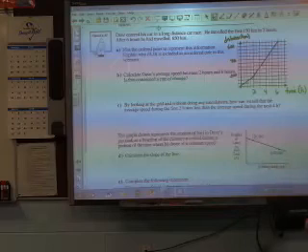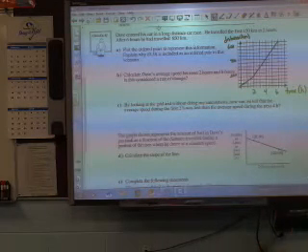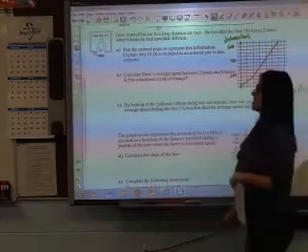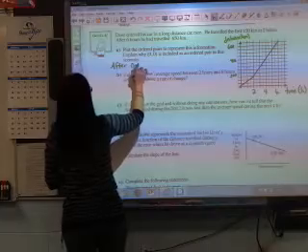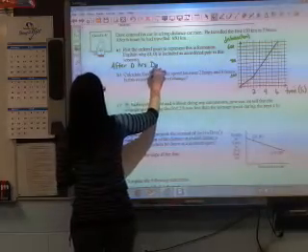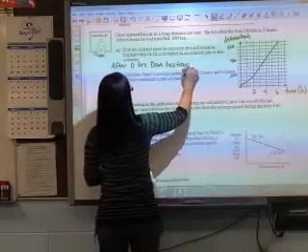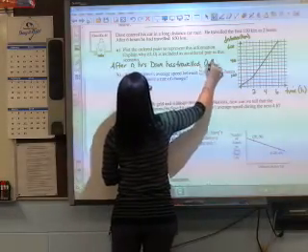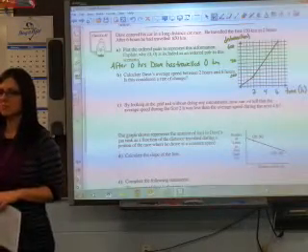Why is 0 and 0 included in this scenario? That's how it starts. That's how he starts. After 0 hours, Dave has traveled 0 kilometers. Does that make sense? Yeah.